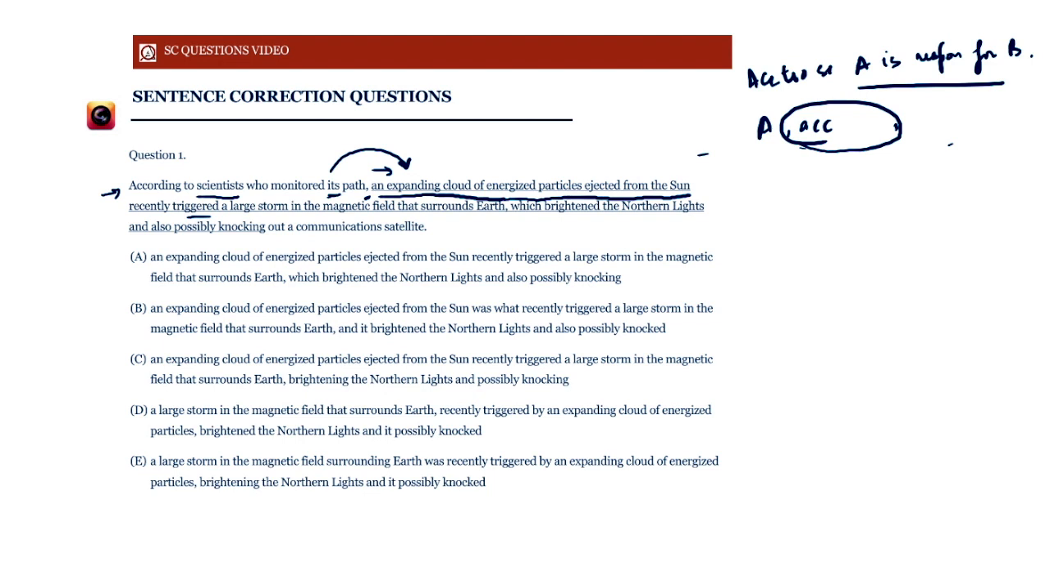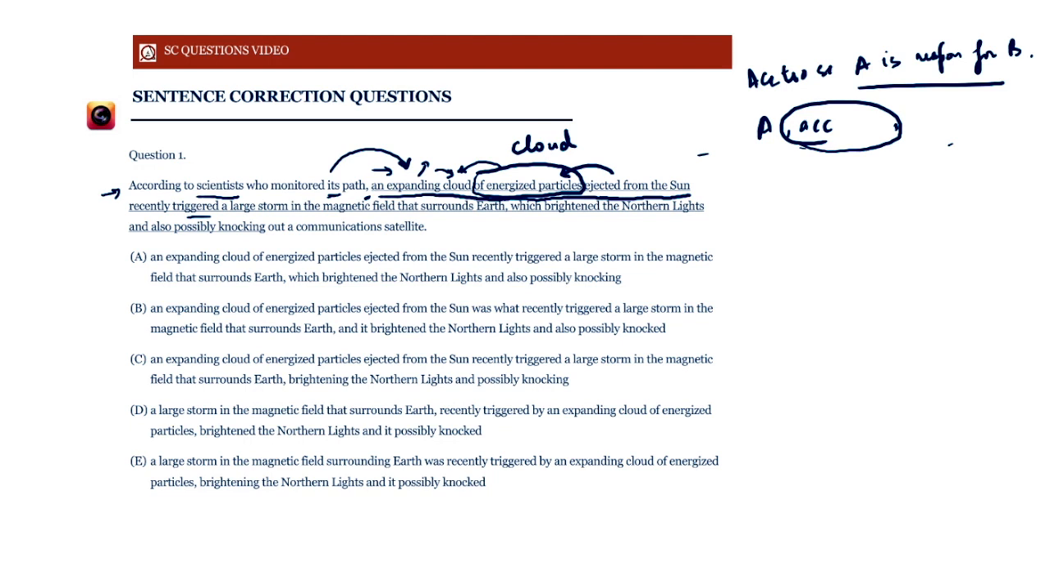Note that an expanding is a pre-modifier, modifying what? Cloud. Of energized particles, again, cloud of what? Of energized particles. It is also modifying the cloud. And particles ejected from the sun, this is also a modifier. It is modifying what? The particles, right? Ejected from the sun, the past participle modifier for particles. So that means the main thing that we are talking about is cloud, and all these other words are modifying the cloud. So according to scientists who monitored its path, here we know that it refers to this cloud.